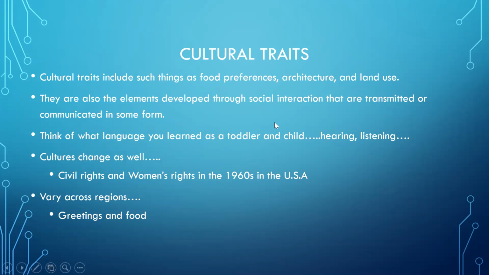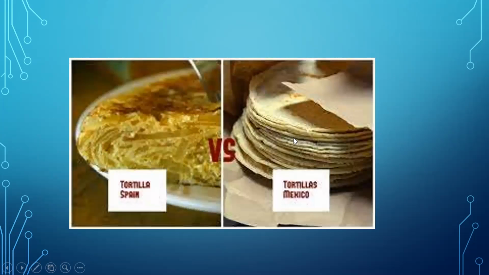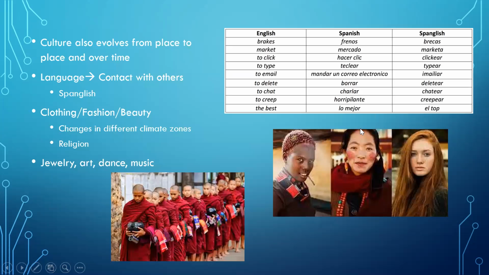Food: here's an example of food varying across regions in the world. Tortillas in Mexico versus in Spain. In Spain, it's a little bit thicker. Personally, I've never tried one. I'm curious how it tastes.